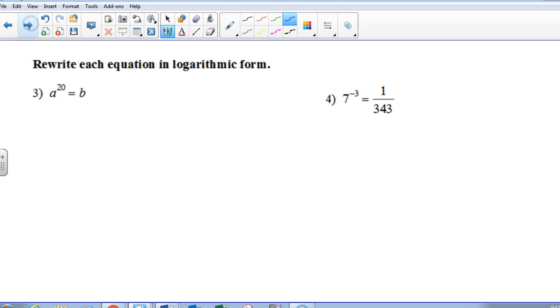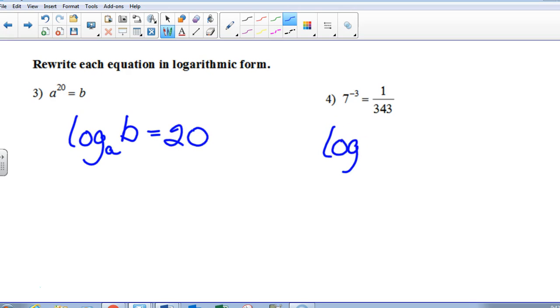And to go in the other direction, this would be log base A. Yep, of B. The answer is the power or the exponent. So this one is log base 7 of. All right, everybody good? Yeah.